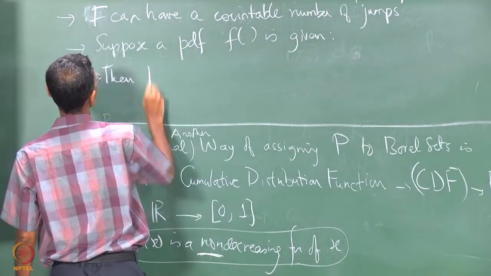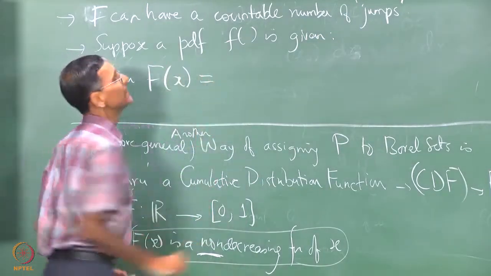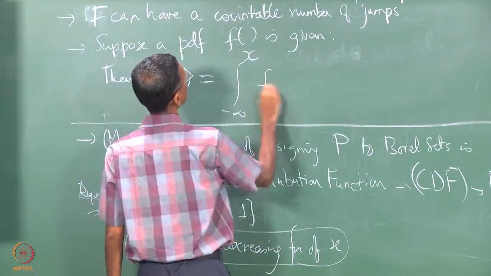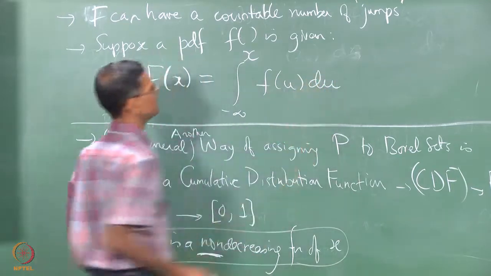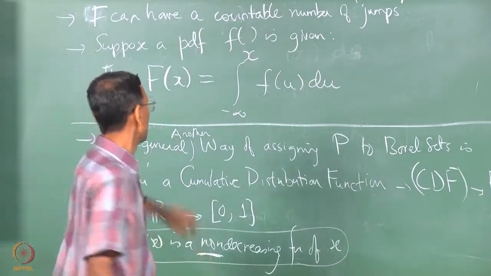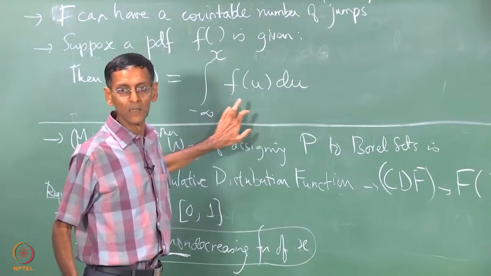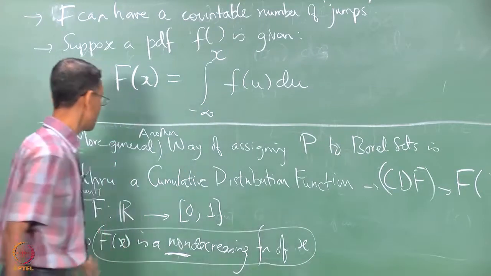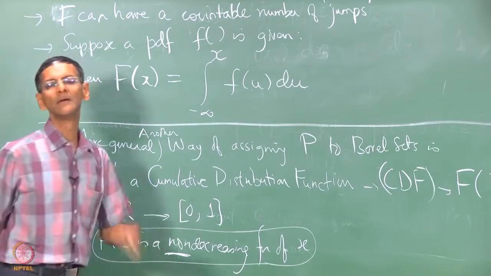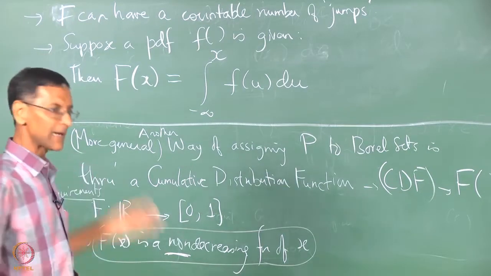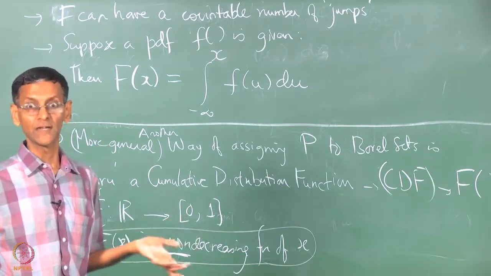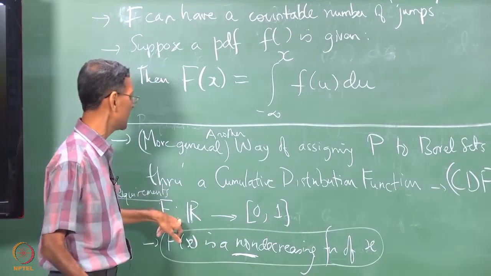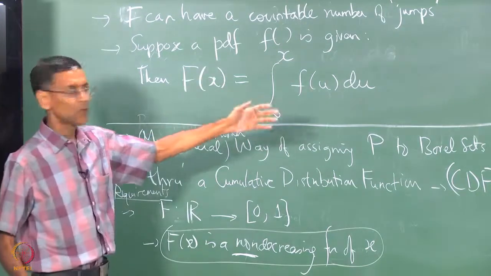Then capital F of x is, in terms of small f, obviously the integral from minus infinity to x of f(u) du. Again here we are using the extended domain for small f, and by definition the domain of capital F is the entire real line, regardless of the actual portion of the real line that we are interested in. These are just conventions that we are using, that this is the way the CDF is defined, and the PDF also.